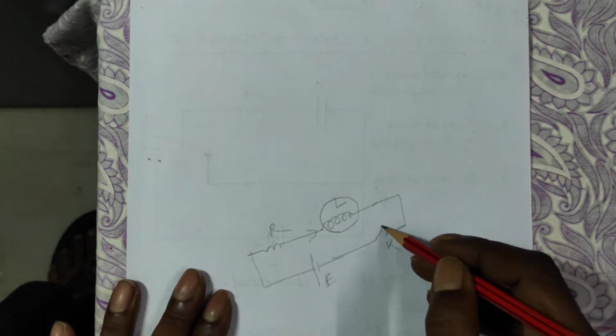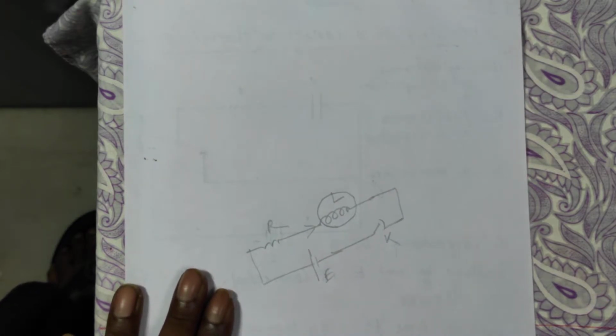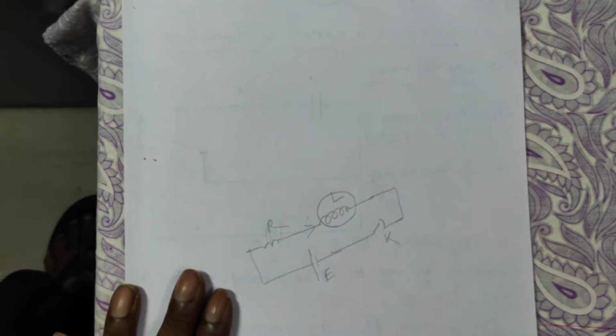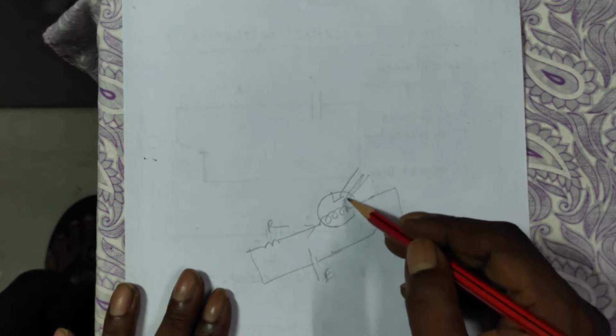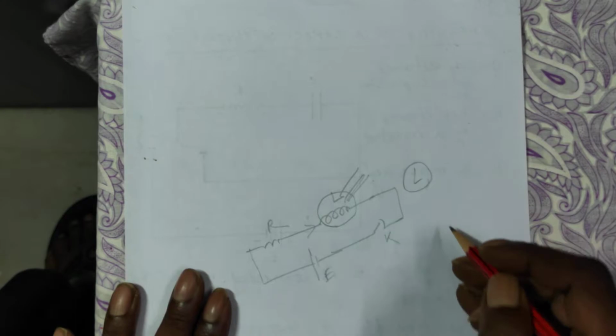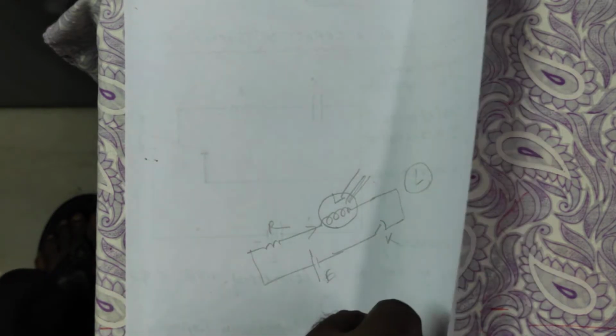And when the key was switched off, the current was also not decreasing to zero immediately. It was taking some time because the inductor opposes the growth of current, that is the increase of current, and also the decay of current, that is reducing the current to zero.